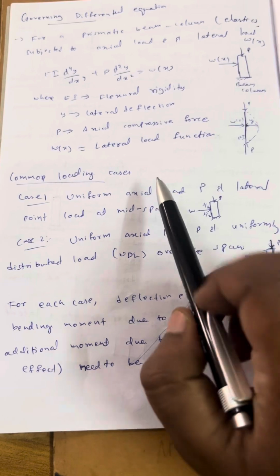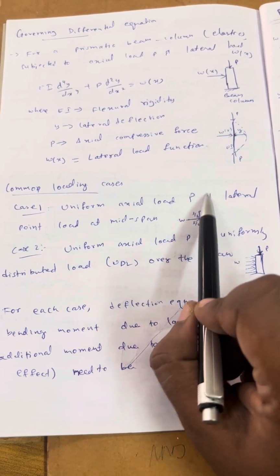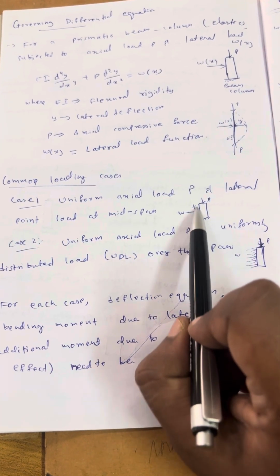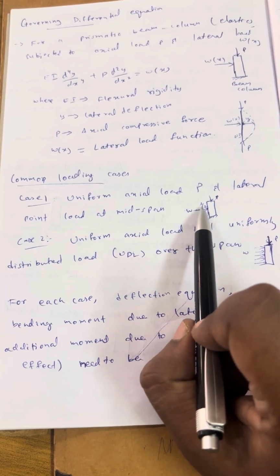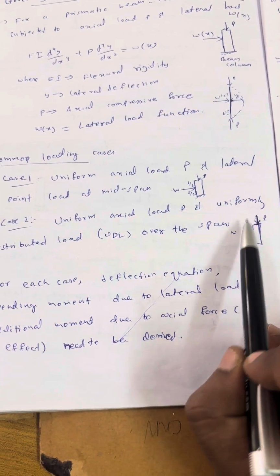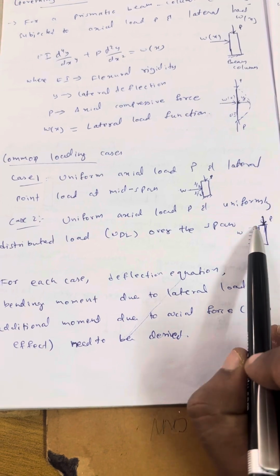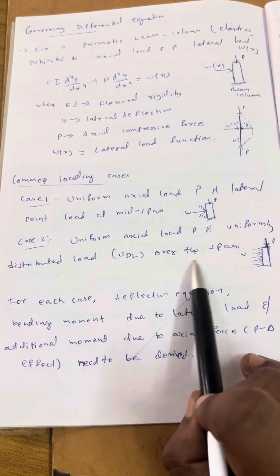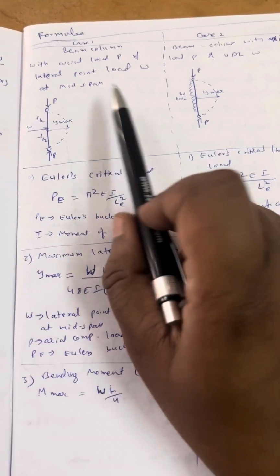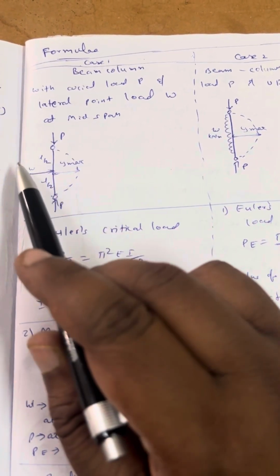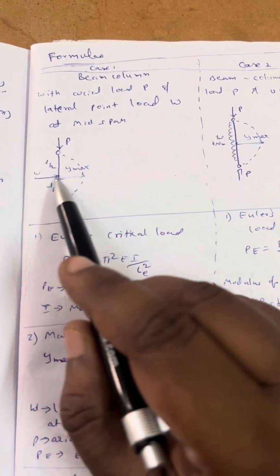So there are two cases here. One is axial load P and lateral load W at midspan, where the total length is L, with L/2 on each side. The second case is axial load P and a UDL W over the entire length, a uniform distributed load over the span. For the first case, the beam column has axial load P and a lateral point load at midspan.